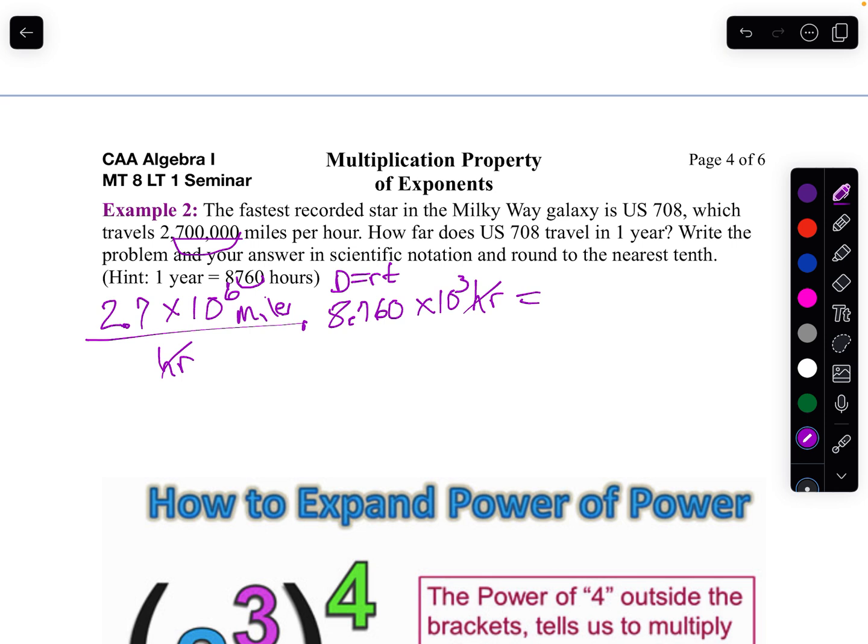So let's rearrange this like I did on example 1. It's 2.7 times 8.760, times, I'm putting parentheses for times, 10 to the 6 times 10 to the 9th. Well, if I take 2.7 times 8.760, I get 23.652.